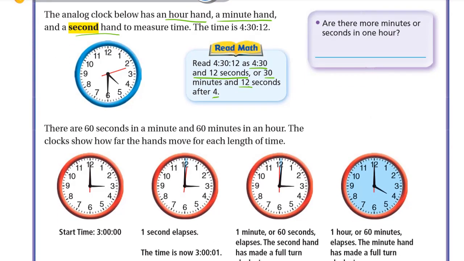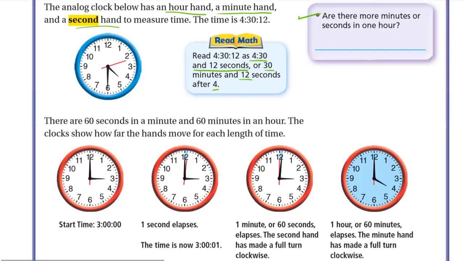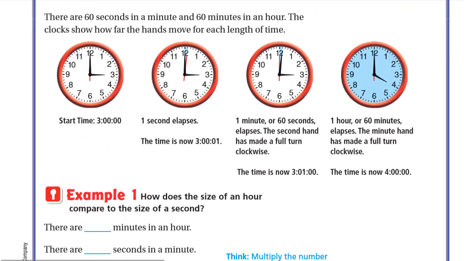Here there is a question: are there more minutes or seconds in 1 hour? We'll leave this question for now and we'll come back to it after a while. There are 60 seconds in a minute and 60 minutes in an hour. The clocks show how far the hands move for each length of time.